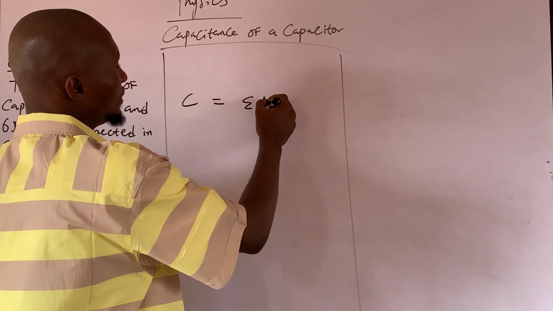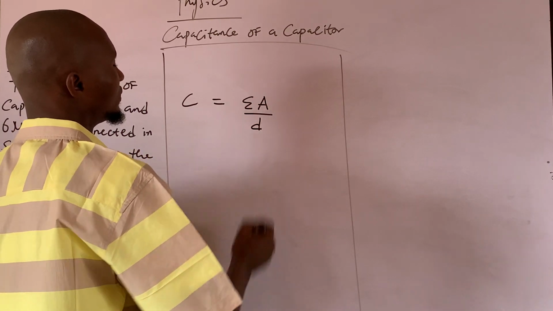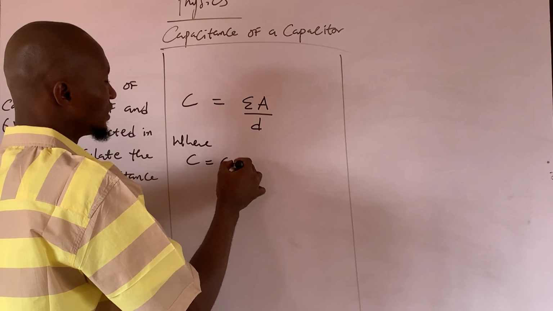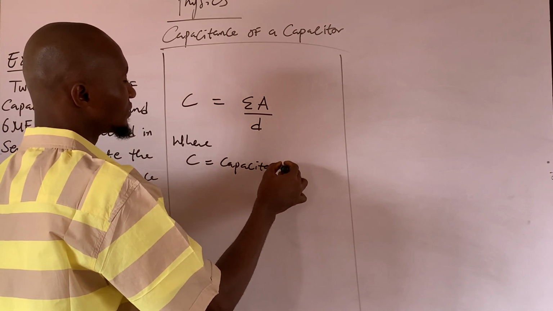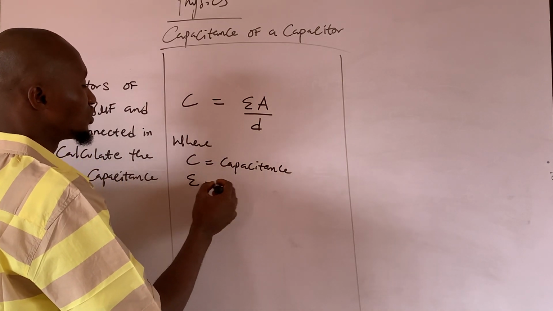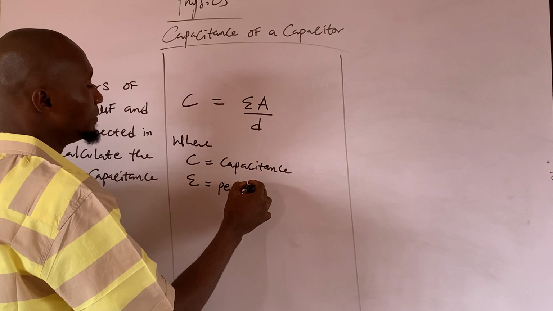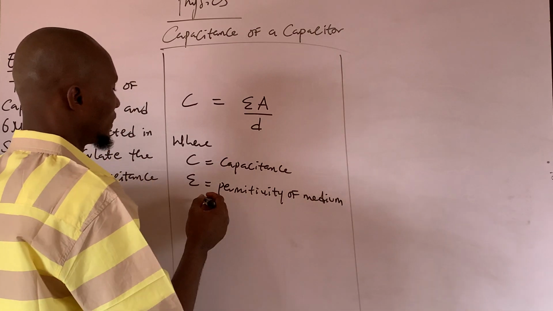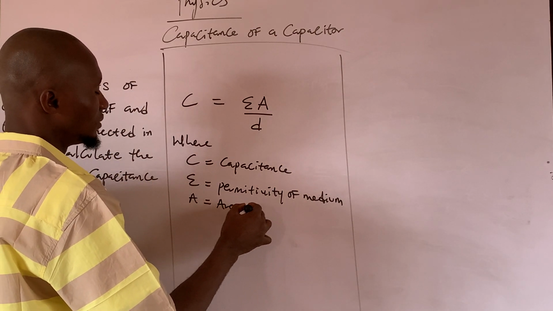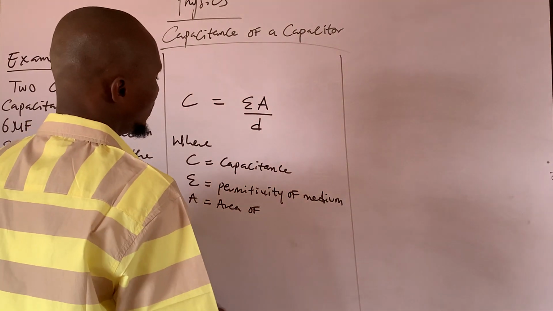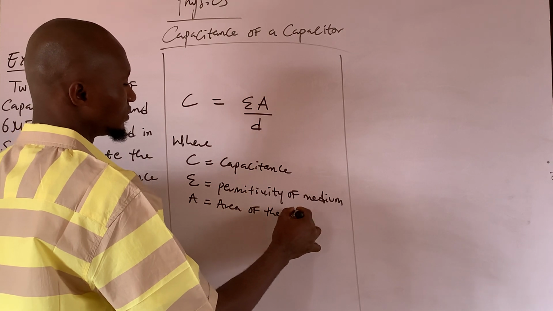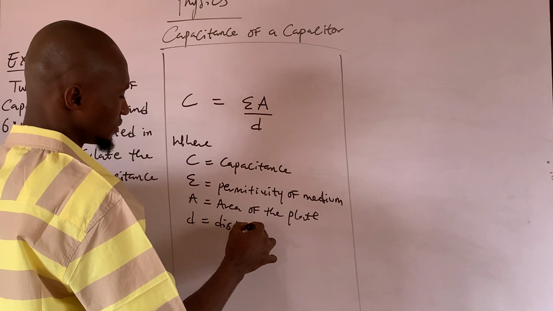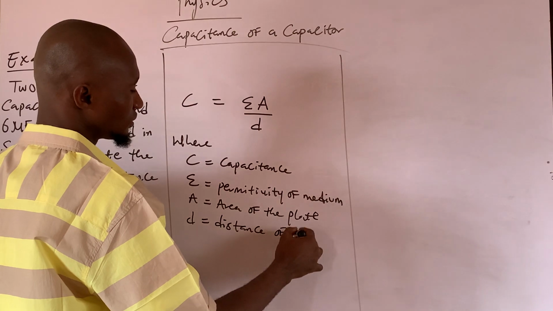epsilon A over D, where C is equal to capacitance, epsilon is equal to permittivity of medium, A is equal to area of the plate, while D is distance of the plate.